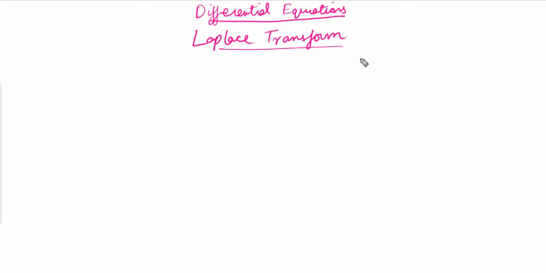The topic that we are going to discuss is the Laplace transform. We use the Laplace transform in order to work out differential equations. So right now I'm going to write down a differential equation, and then I'll use the Laplace transform on that differential equation to work it out.